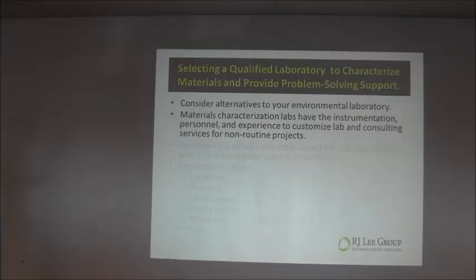They analyze lots of samples by known methods. They do it very well. They do it at reasonable prices, but they're typically not problem solvers. Material characterization labs, on the other hand, are just that. We exist, we have the instrumentation, we have the personnel, with wide variety of backgrounds to handle these types of problem solving, and the experience to customize the lab and consulting services for non-routine problems. Simply said, we're in the business of providing solutions rather than providing outputs.